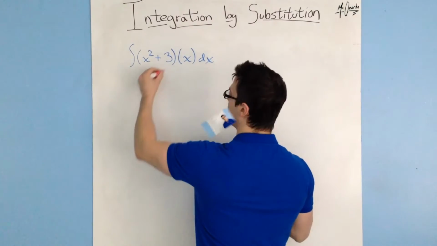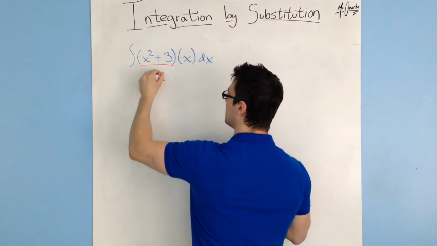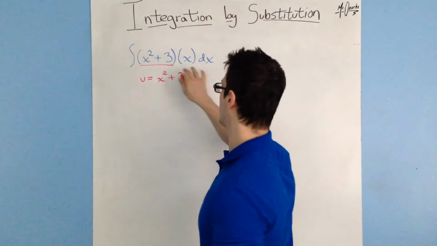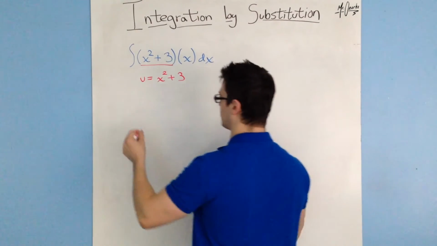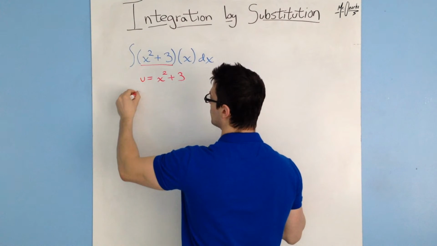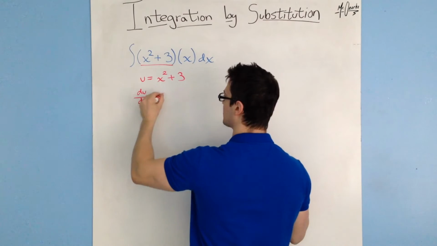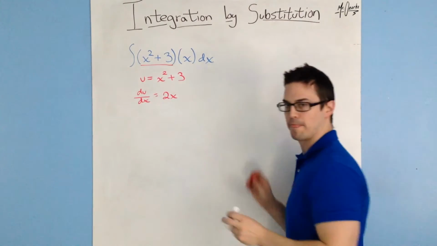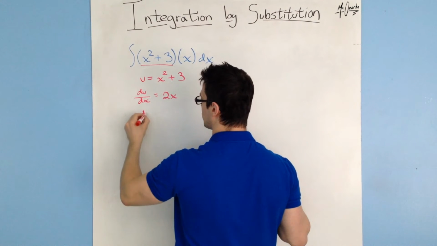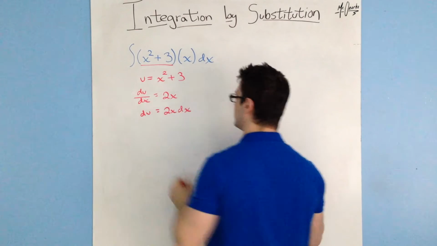So here we go. I'm going to take this x squared plus 3 and set that equal to u. Okay, so this is taken care of. Now we still have this x dx part that we have to worry about. So to figure out dx, I'm going to take the derivative of this u with respect to x, and you'll end up with 2x again. Next, I'm going to try to solve for dx. So I'm going to multiply both sides by dx, and you end up with du equals 2x dx.